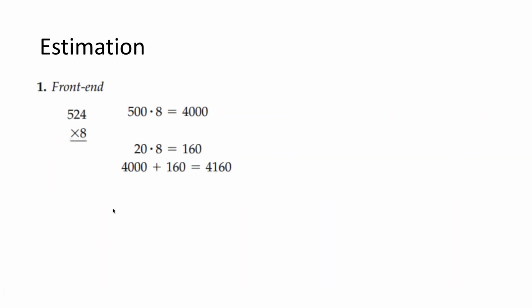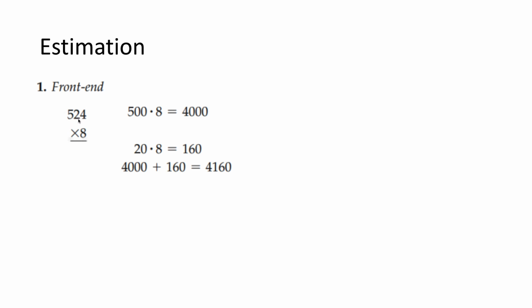And let's think about the estimation. Front end estimation. 500 times 8 is 4,000. 20 times 8 is 160. And when you're adding them together, it's 4,160. Because it's addition estimation, I didn't even look at 4 times 8 there because it's close to 520.